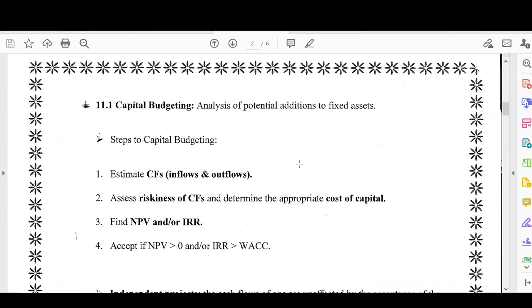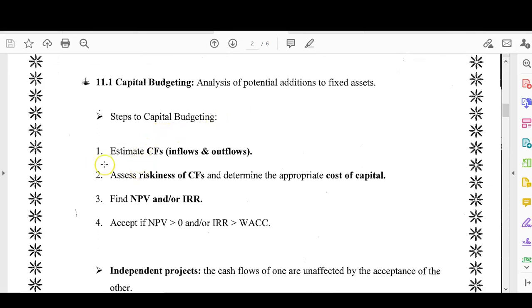Okay, so let's first look at the concept of capital budgeting, which is the analysis of potential additions to fixed assets. When we're trying to make decisions about whether we want to spend money to buy some fixed assets, we will have to estimate the value of this project, or whether the future associated income would cover our initial cost to purchase these fixed assets, to see if it's worth it to buy it.